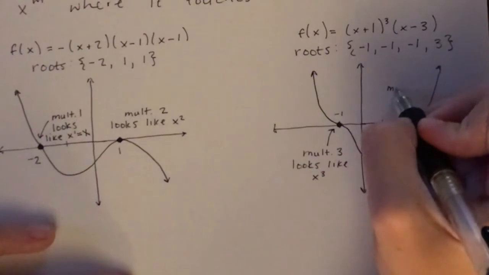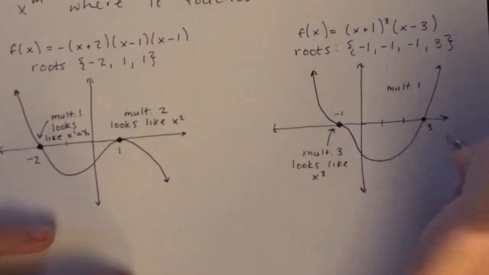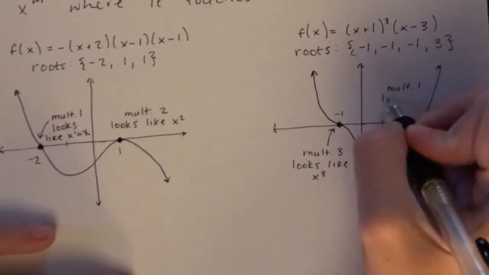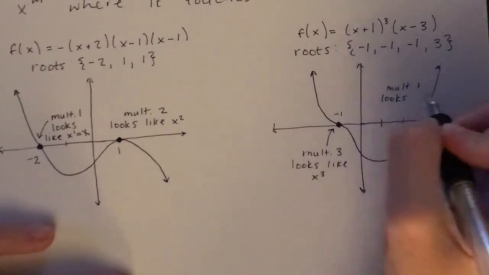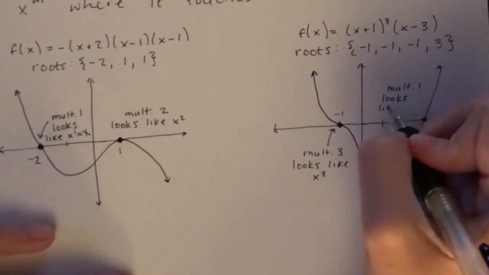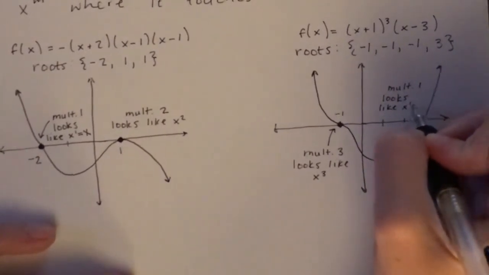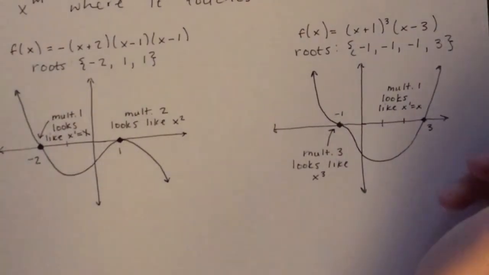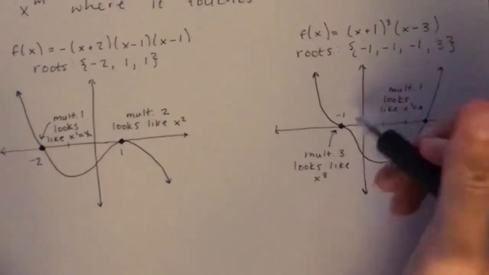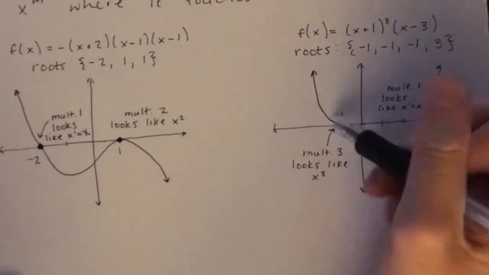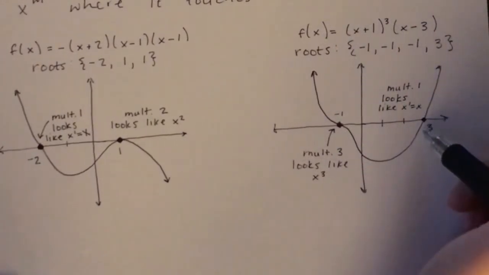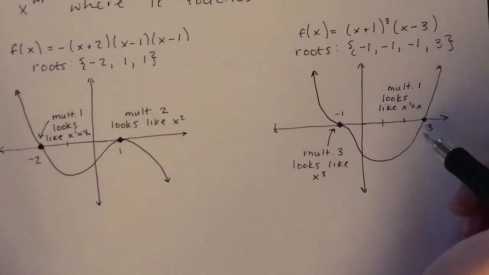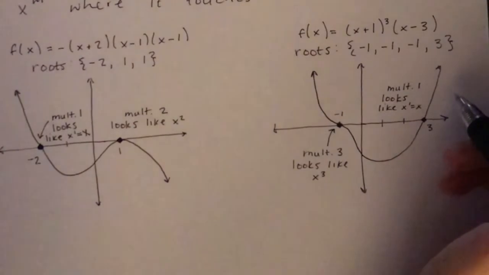So we have a multiplicity of 1 because we look like x to the 1, or x. Okay, we are going to use this information, use how these look, to figure out the equation of polynomials given the graph. So let's look at our lab manual really quick.